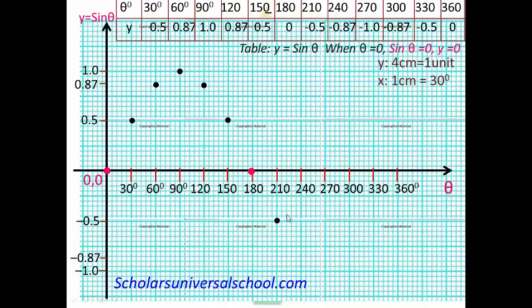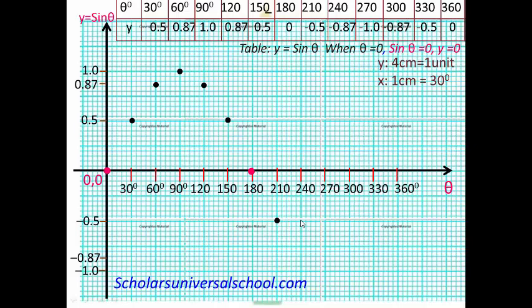This is the dot for 210. When it is 210, the value of y equals minus 0.5. See, minus 0.5. So just like we have it here, we have it as minus 0.5. So we have plotted it.